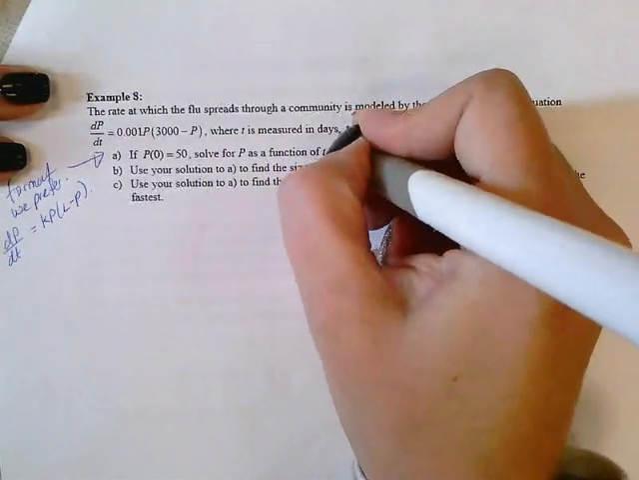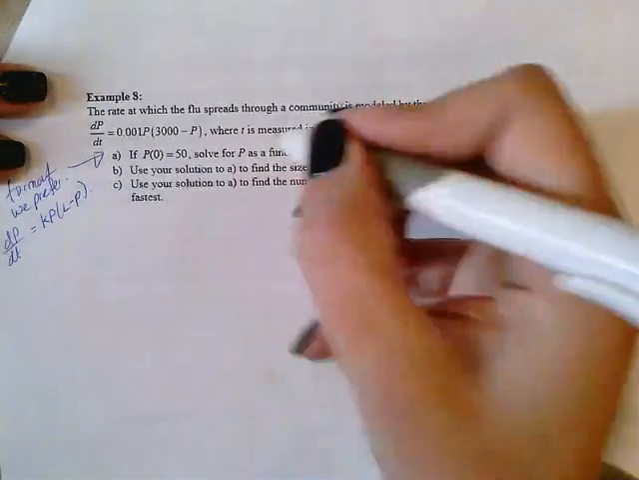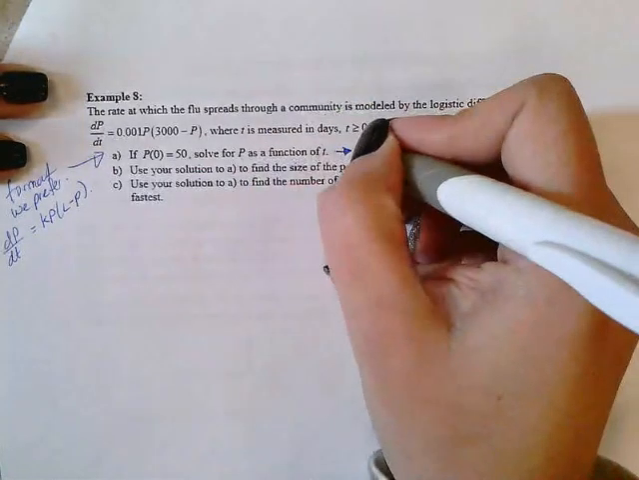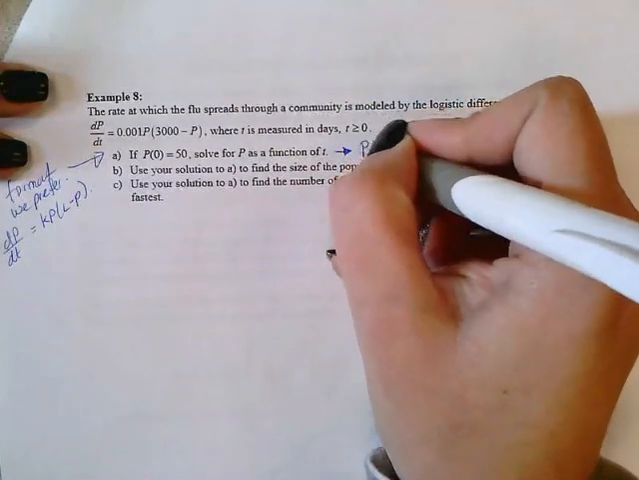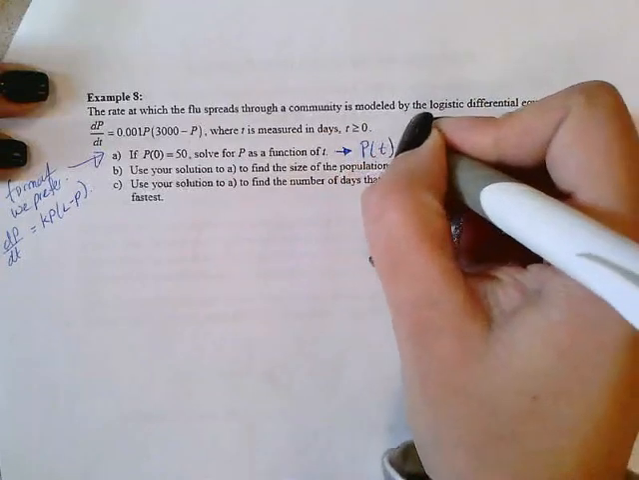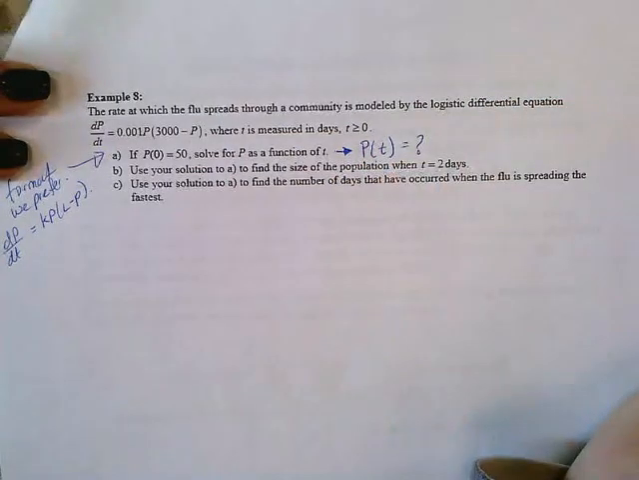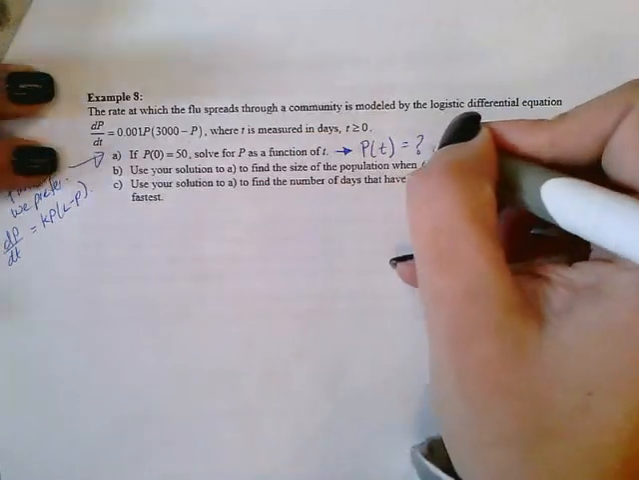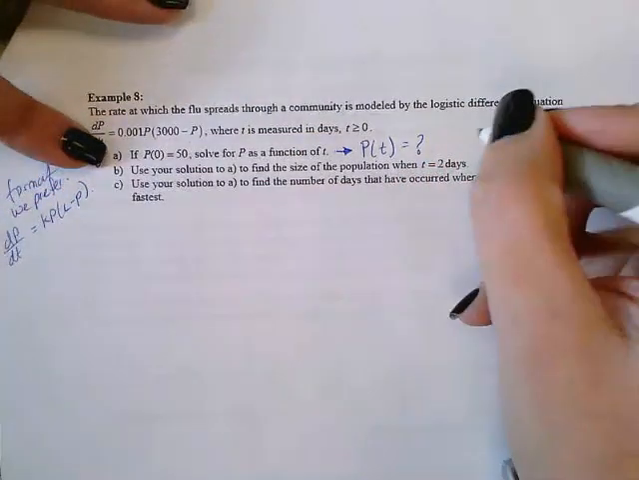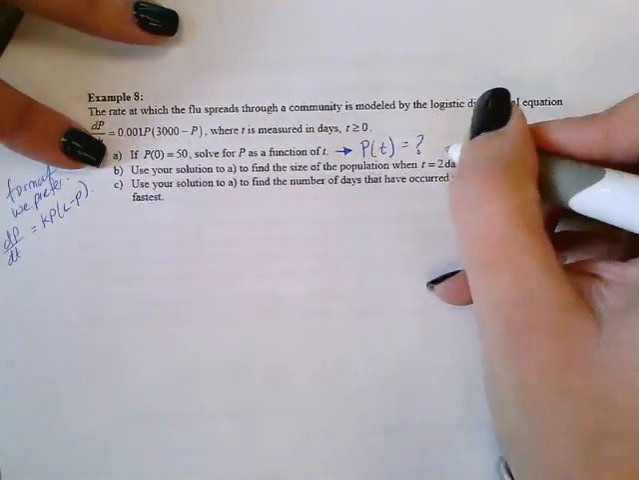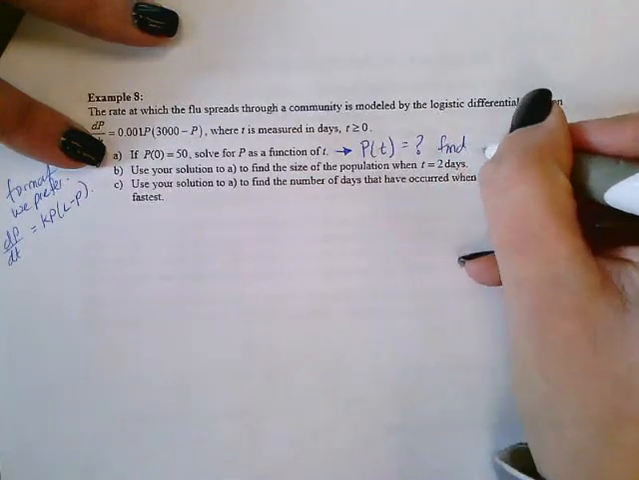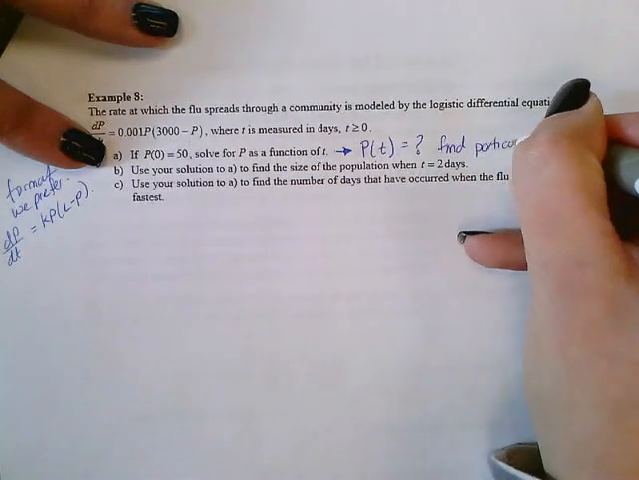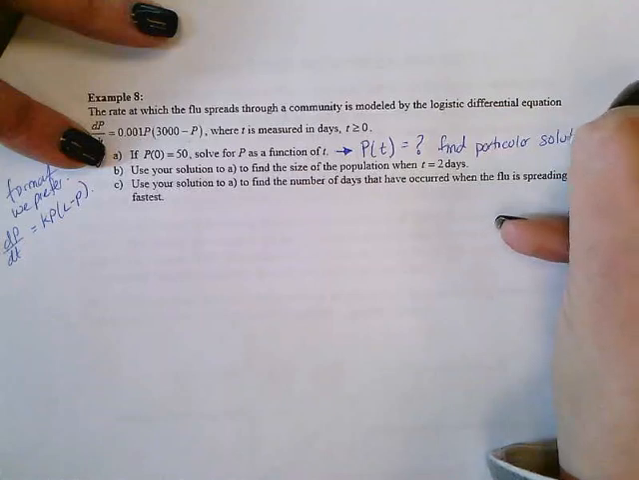So think back, what is this actually telling us to do? What do we want to solve for? We want to solve for P as a function of t. So what is this problem asking us to do? We want to find the particular solution.